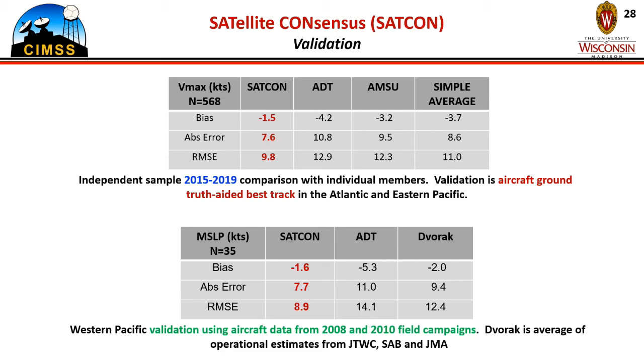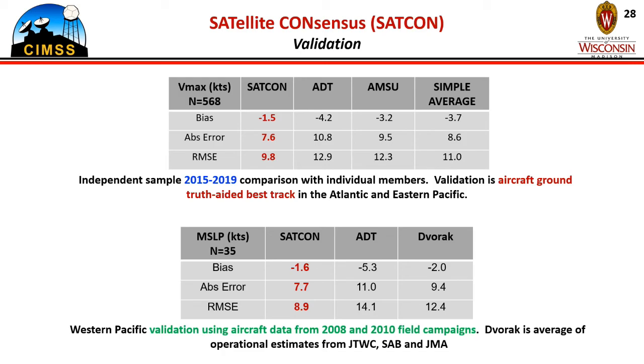Here are some validation statistics for the SATCON. The top shows an independent sample from 2015 to 2019 for the North Atlantic and East Pacific against ground truth aided best track measurements, while the bottom is a WestPac sample derived during 2 field experiments in 2008 and 2010 using aircraft reconnaissance measurements directly.